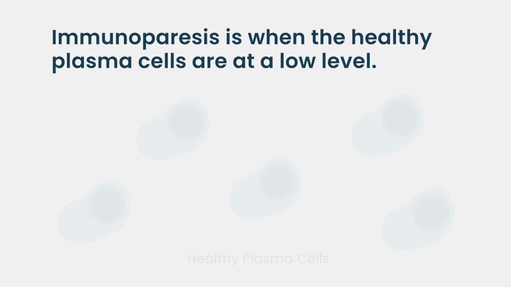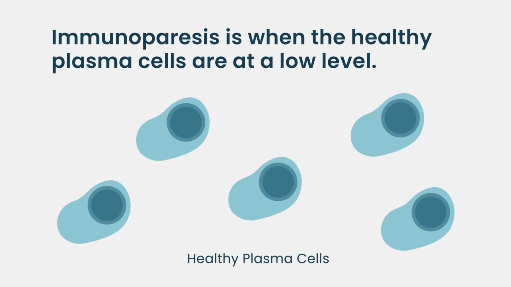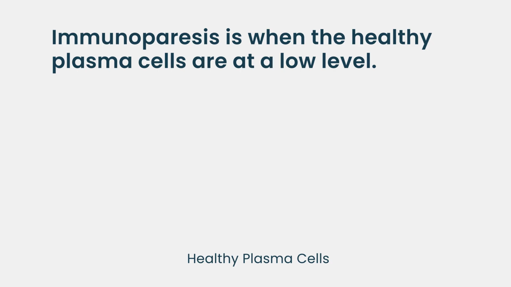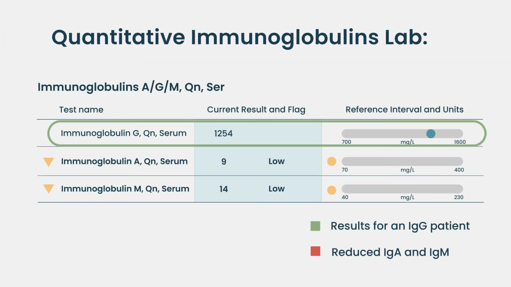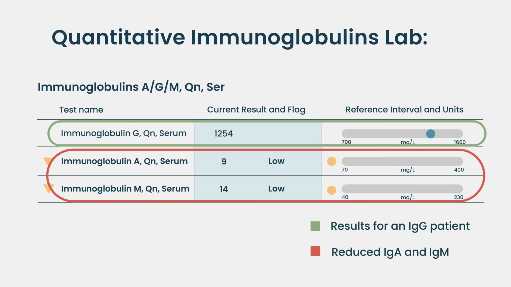And we see that the healthy plasma cells that are supposed to produce the other IgA, IgM, whatever is the healthy part, are reduced in their function. So if, for example, an IgG patient has a reduced IgA or IgM, that we call immunoparesis. The same is true of an IgA patient who has reduced IgG or IgM, and the same for IgM.